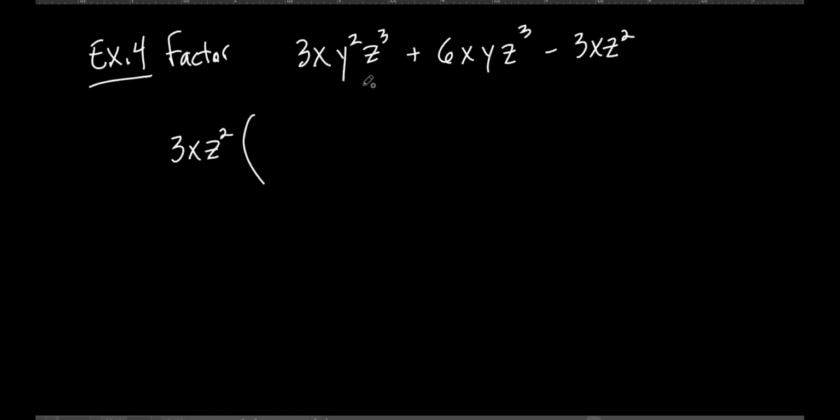Let's figure out what we do now. I got to take this and do what? Divide it by this. So let's do it one at a time. 3 divided by 3, 1. X divided by x, 1.